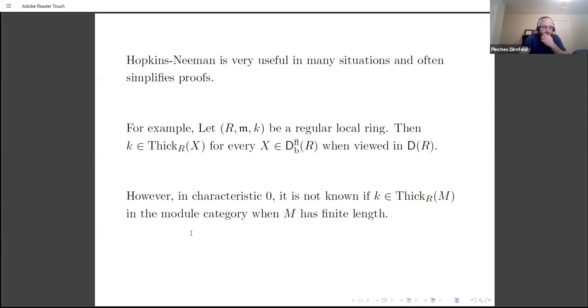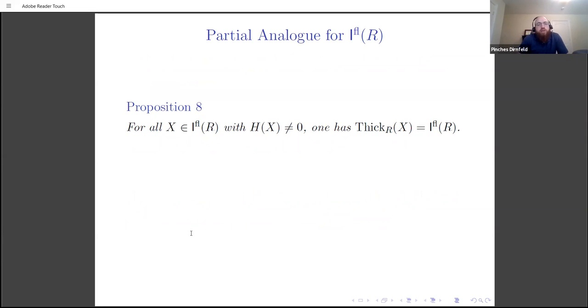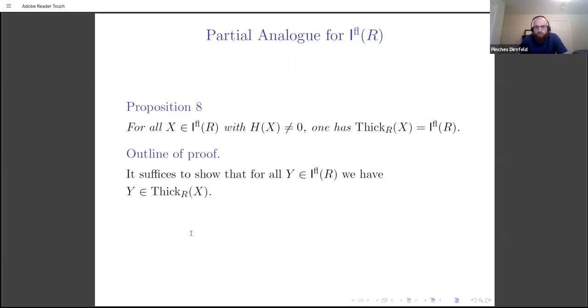Anyway, I'm going to use Hopkins-Neeman to show the implication, which I believe was A implies B. I'm doing this by giving a partial analog of Hopkins-Neeman for the subcategory IFLR. So the proposition is: for every X in IFLR with non-zero homology, the thick subcategory generated by X is equal to the entire subcategory IFLR. I'm just going to quickly outline how this proof goes. Clearly, the thick subcategory generated by X is contained in IFLR, because IFLR, as we have discussed, is a thick subcategory, and the thick subcategory generated by X is the smallest thick subcategory that contains X. So we only need to show that IFLR is contained in thick X.